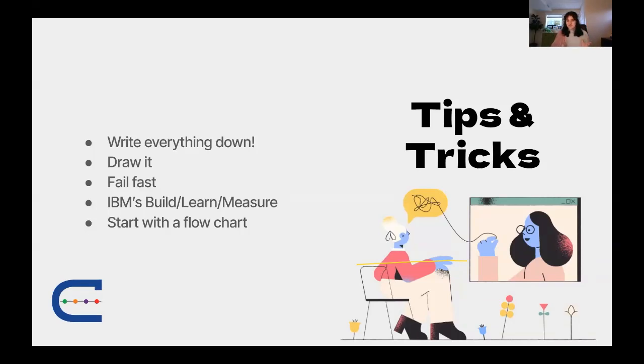Tying that into the next concept, they're very connected. So IBM has this thing called build, learn, measure, and that is just as it says. So they build a prototype, they learn from it, and then they measure the success, and then they do it all over again, in a really, really fast process.